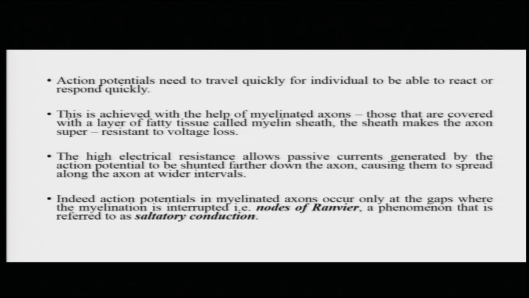Indeed, action potentials in myelinated axons occur only at these gaps where the myelination is interrupted, called the nodes of Ranvier, and this phenomenon of regeneration of action potentials along the length of the axon at these nodes of Ranvier is referred to as saltatory conduction. I hope I am making myself clear.